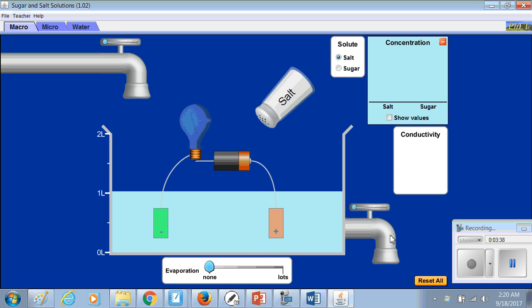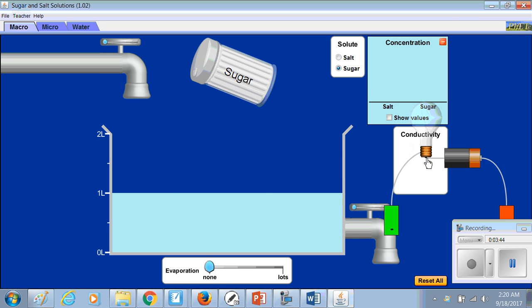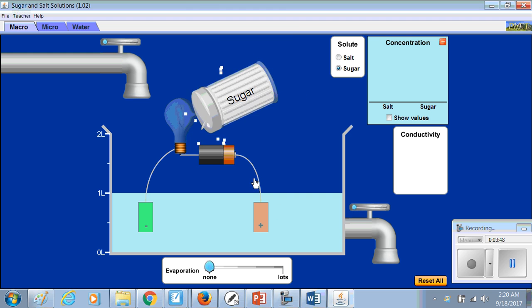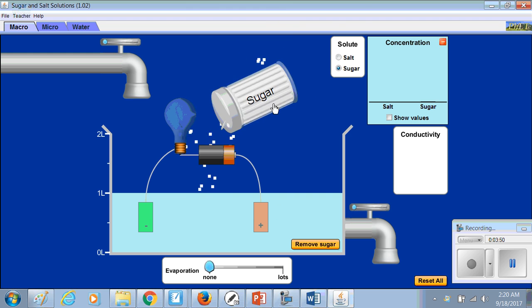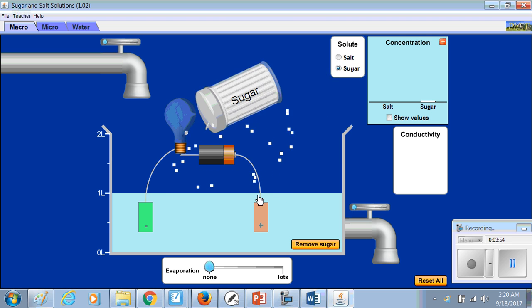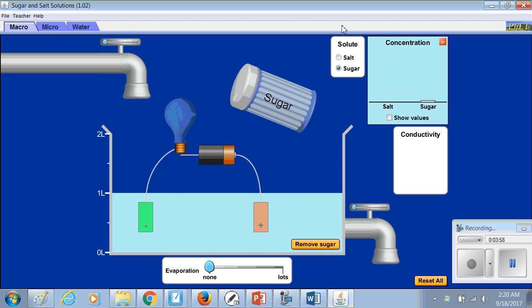So if we remove the table salt, and let me reset this. Now I'm going to look at sugar. I put my conductivity meter in. Still, water doesn't conduct electricity. I put some sugar in there, and I'm putting a lot in there. Nothing happens here. Why do you think that is?